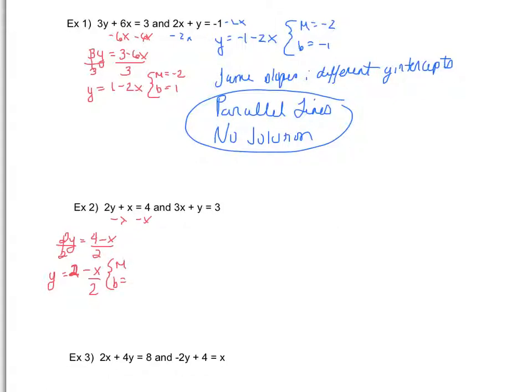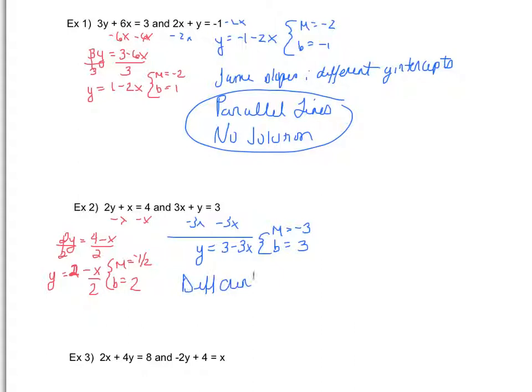Now that y is by itself, I'll state my slope and y-intercept. Remember, if there's nothing written in front of an x, it means there's a 1 there. So my slope is negative 1/2, and my y-intercept is 2. Looking at the next equation, I'm going to subtract 3x from both sides, giving me y equals 3 minus 3x. Y is by itself, so my m is the negative 3 in front of the x. My b is 3.